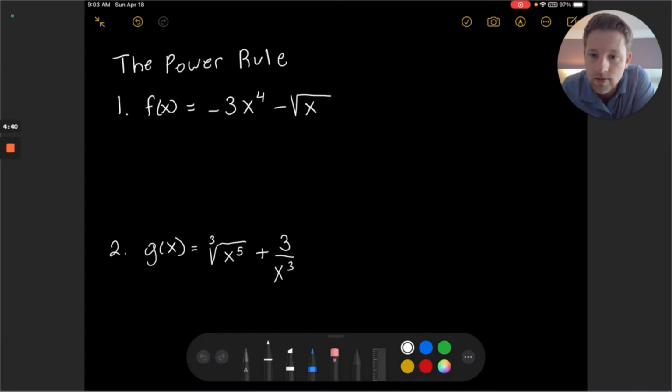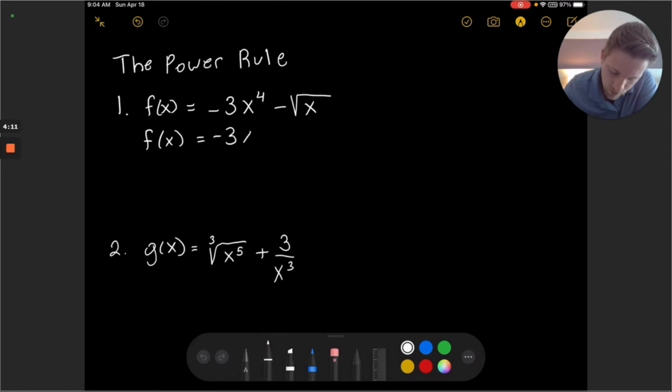We have a function f of x is negative 3x to the fourth minus the square root of x. So if we recall from some of our radical function lessons in college algebra, the square root of x is the same thing as x to the 1/2 power. So I can rewrite this with a rational exponent as the following: f of x is equal to negative 3x to the fourth minus x to the 1/2 power. Now, I can see exactly what the exponents are for each of these terms.